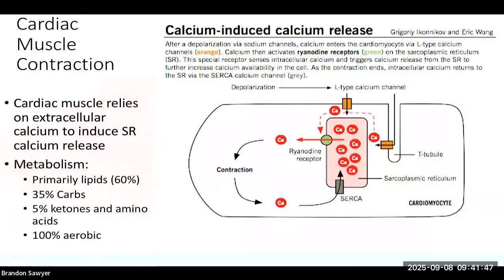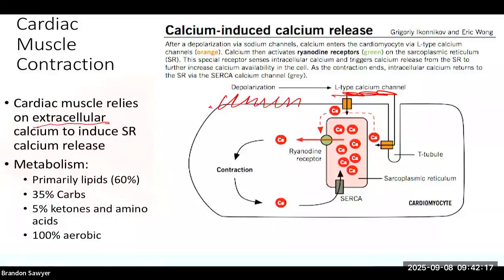Okay, so cardiac muscle relies on extracellular calcium to then induce the sarcoplasmic reticulum to release calcium. So we get depolarization going down the cell membrane, just like we did in the skeletal muscle. Instead of having a dihydropyridine receptor, we have what's called an L-type calcium channel. We'll talk about these more when we get to the heart. The L stands for long lasting.